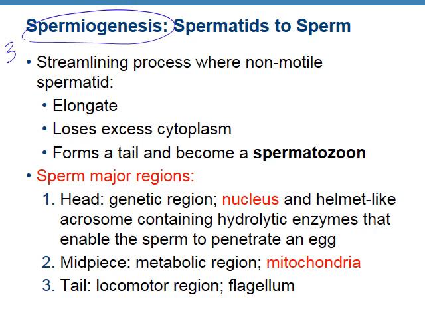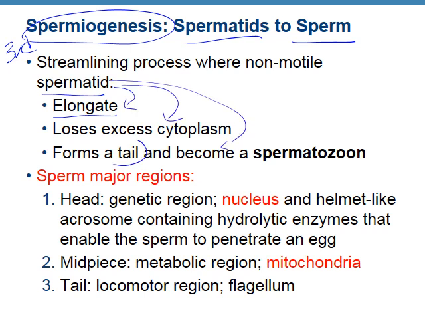The third stage, so after we do mitosis and our 2 rounds of meiosis, now we're going to take those early spermatids and we're going to transform them into actual sperm or spermatozoa. So what's going to happen? The spermatids are going to have to elongate, they're going to have to lose their excess cytoplasm, and they're going to form a tail.